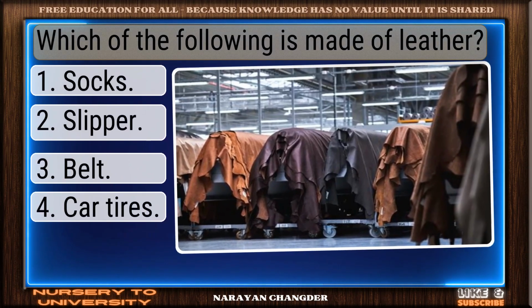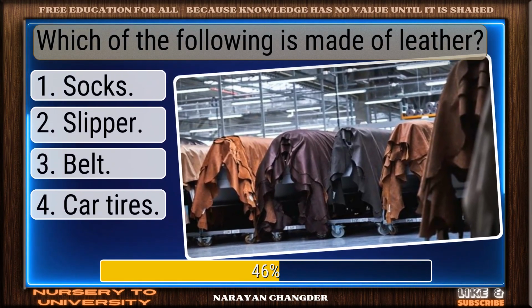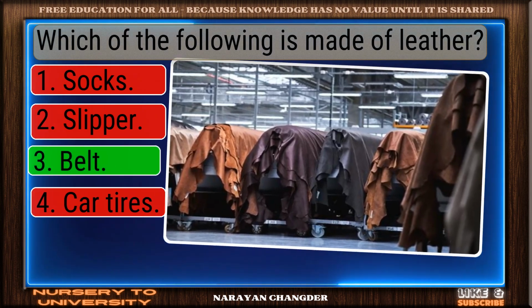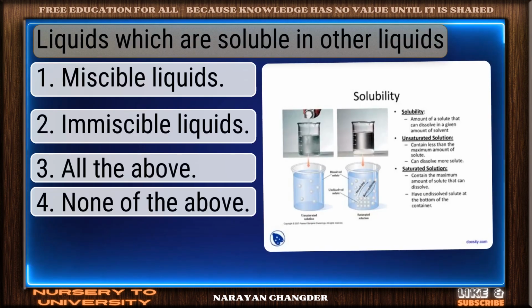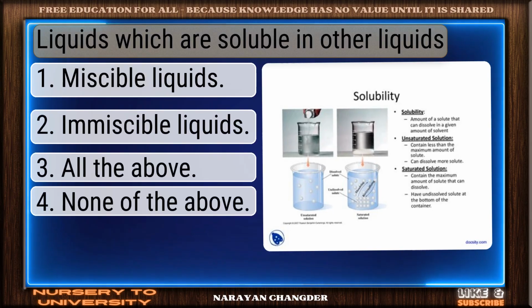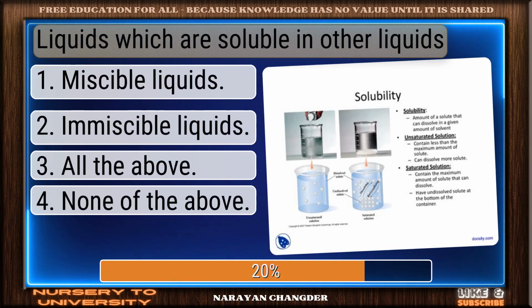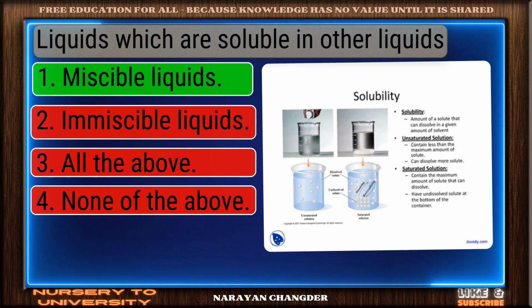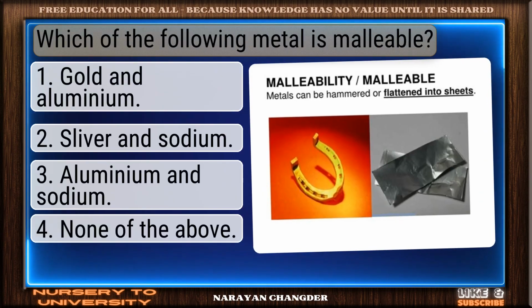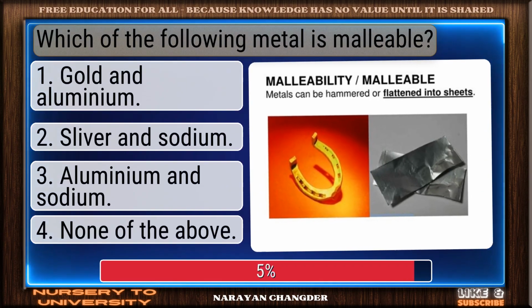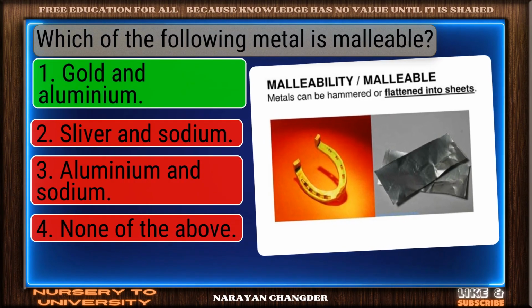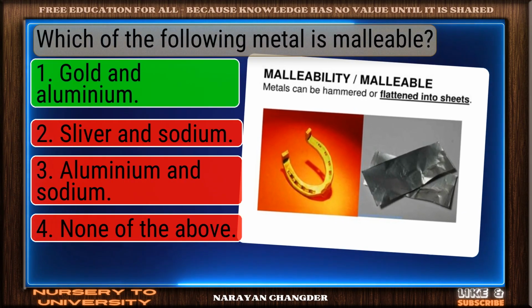Which of the following is made of leather? Well reasoned. Belt is the correct choice. Liquids which are soluble in other liquids. You got it. Your choice miscible liquids is right. Which of the following metal is malleable? Good thinking. Gold and aluminium is the right answer.